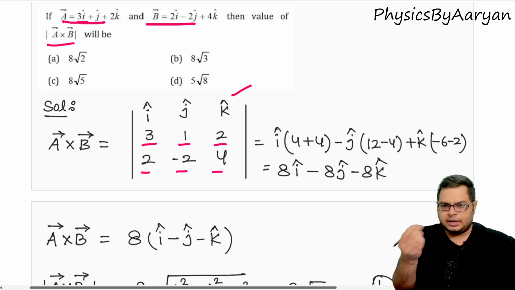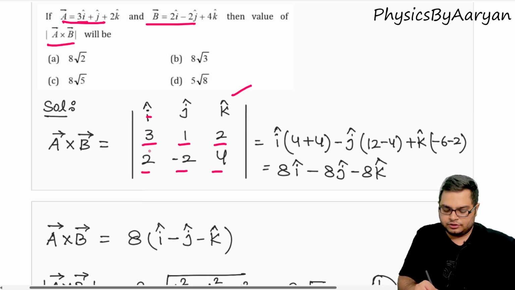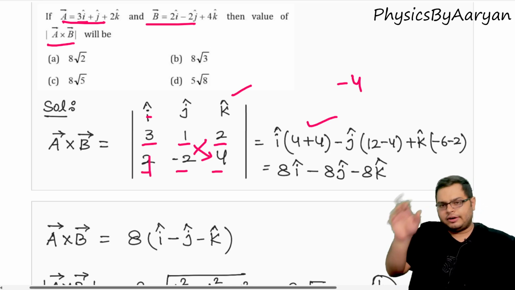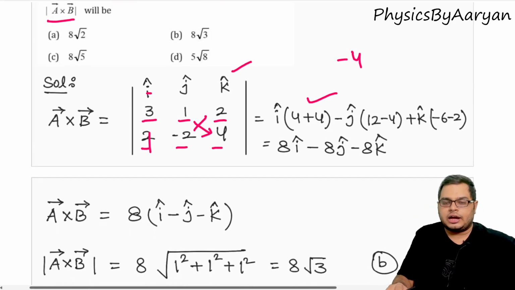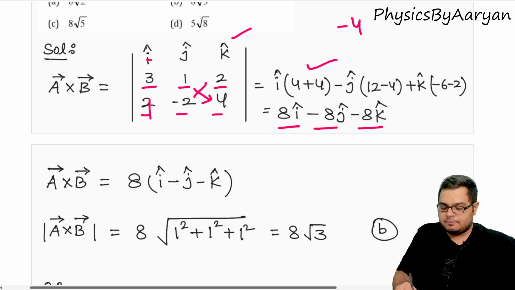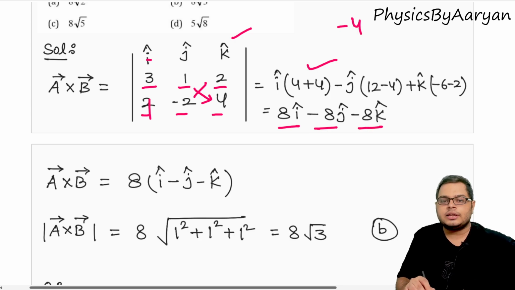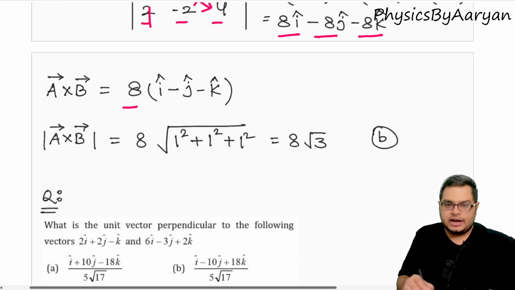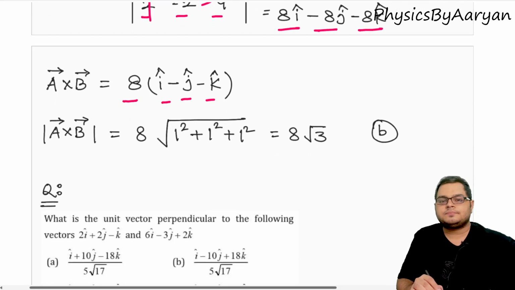First thing, very simple. You cancel your first row and first column. So 1 into 4 will give you 4. Minus 2 into 2 is minus 4. Minus minus becomes plus, so 4 plus 4. Similarly, you can find the other determinants, and I will leave that for you. So the answer that you get for A cross B is 8 i cap minus 8 j cap minus 8 k cap. That is your A cross B. I can take 8 common, and I will get 8 times (i cap minus j cap minus k cap).